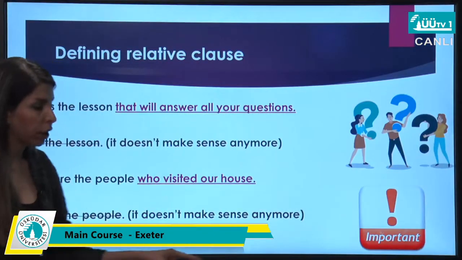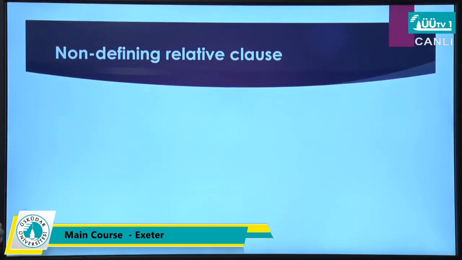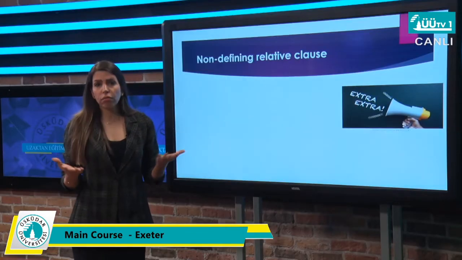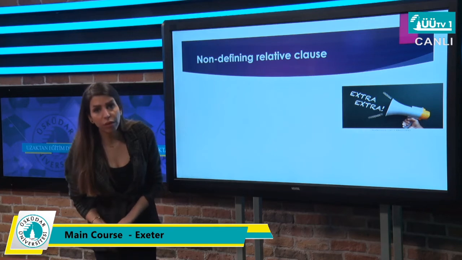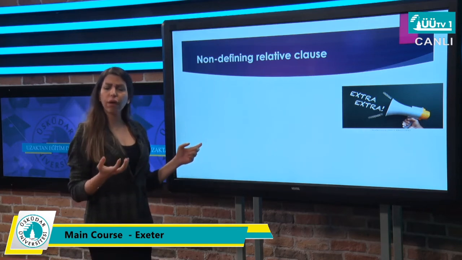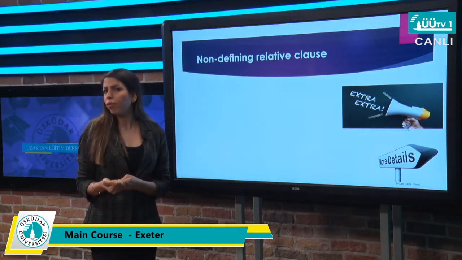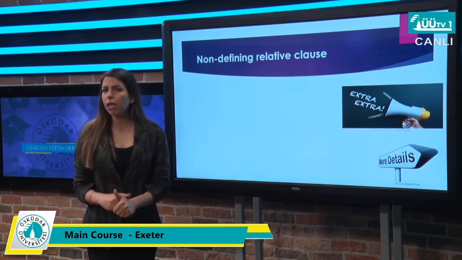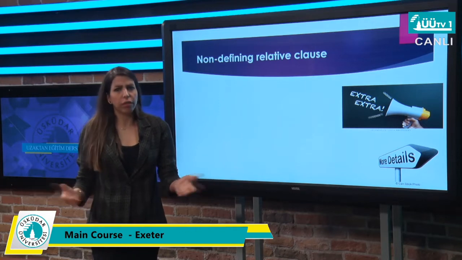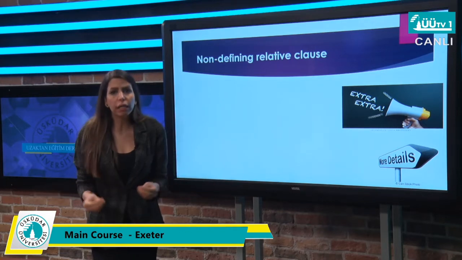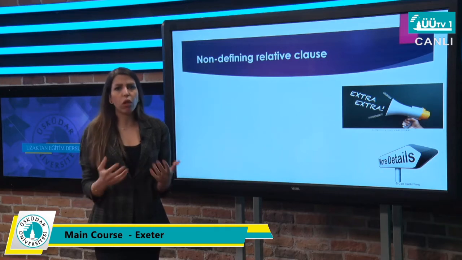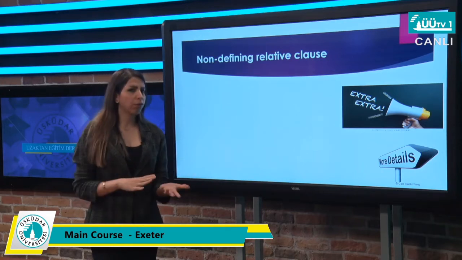They are important. But on the other hand, we have non-defining relative clauses. Non-defining relative clauses, on the other hand, give us extra information. When I say extra information, it means that they just give us more details about the sentence. Do you think that extra information or more details are necessary? No, they're not, because the sentence by itself is complete. So there's no need for that extra information.